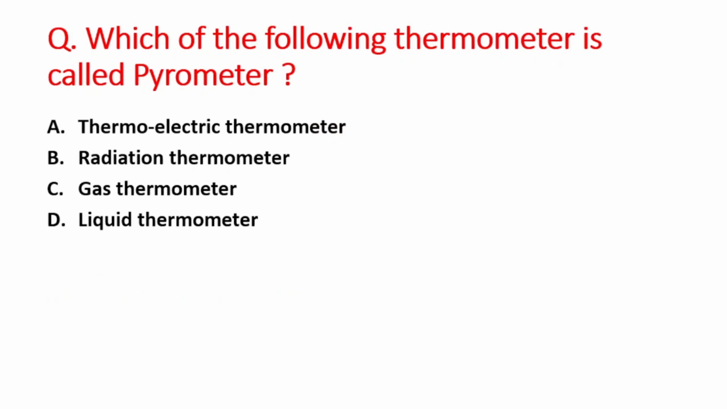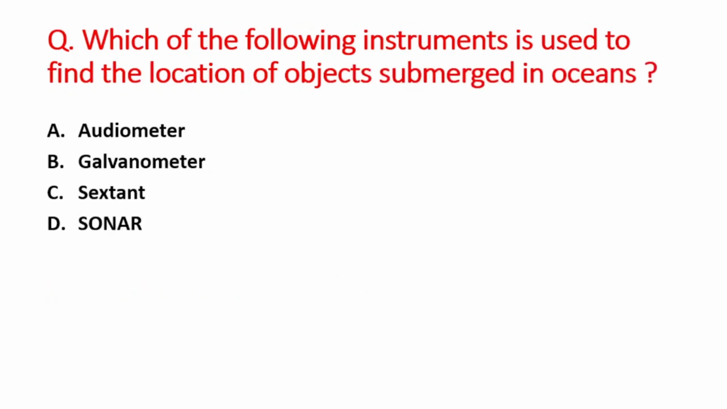Next question: which of the following thermometers is called pyrometer? A option is thermoelectric thermometer, B is radiation thermometer, C option is gas thermometer, and D option is liquid thermometer. So the right answer is option B, that is radiation thermometer. Next question: which of the following instruments is used to find the location of objects submerged in oceans? A is audiometer, B option is galvanometer, C option is sextant, and D option is sonar. So the right answer is option D, that is sonar. Sonar instrument is used to find the location of objects which are submerged in ocean.